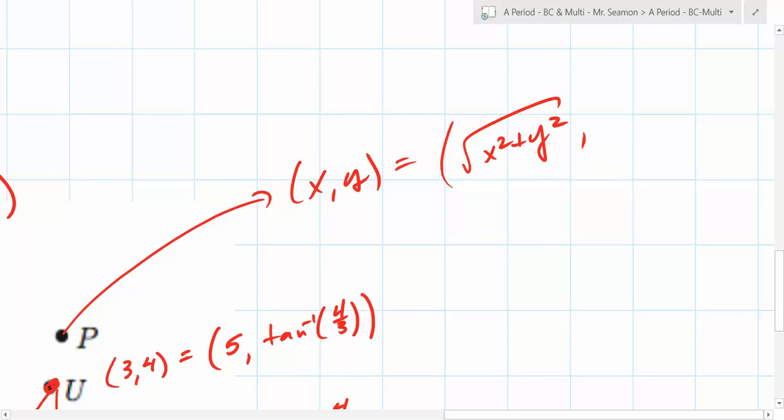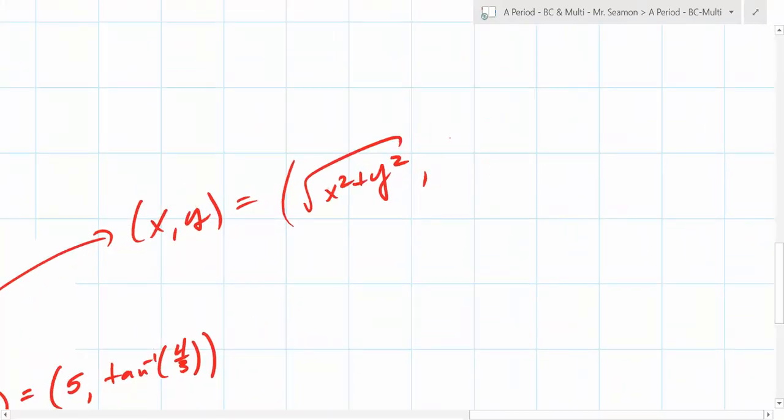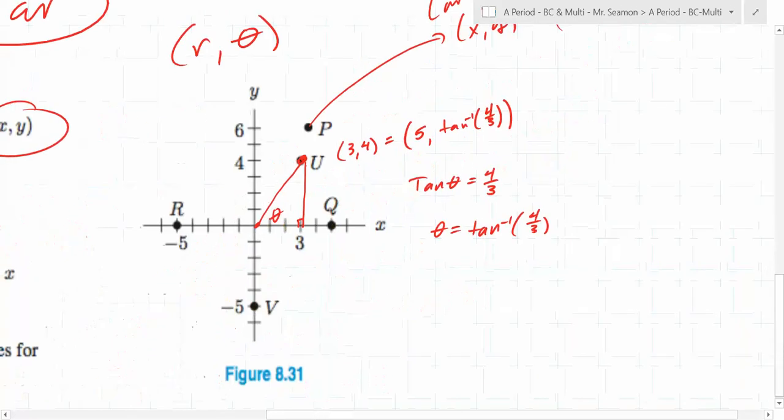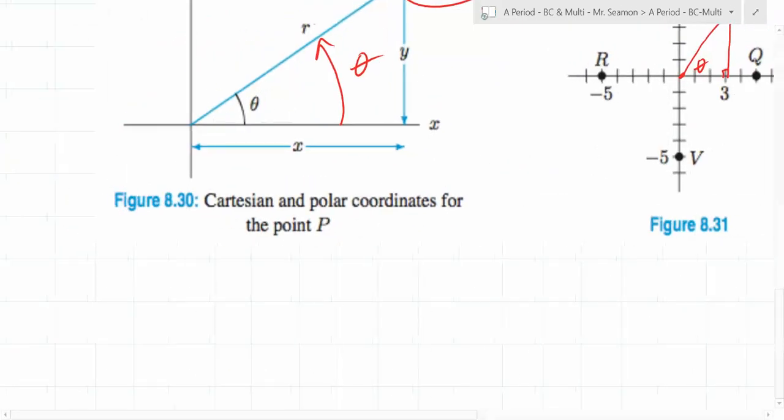What about the theta value? What could you say? There's several ways to do it. What's one way? Yep. Inverse tangent of y over x. You absolutely could do that right there. And there's a general conversion. This right here is going from Cartesian to polar.